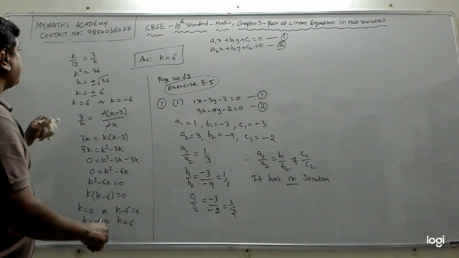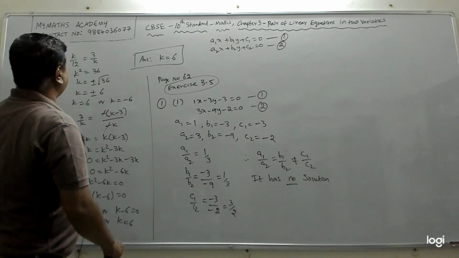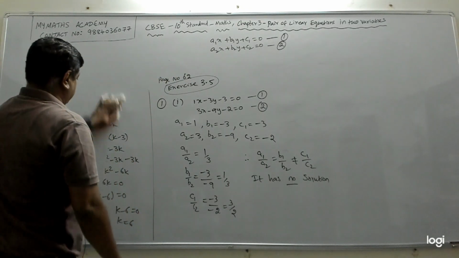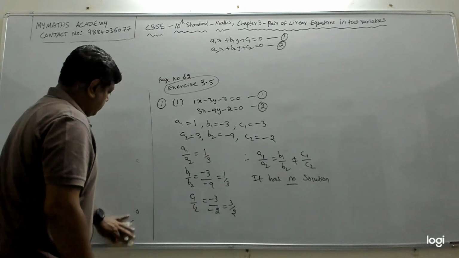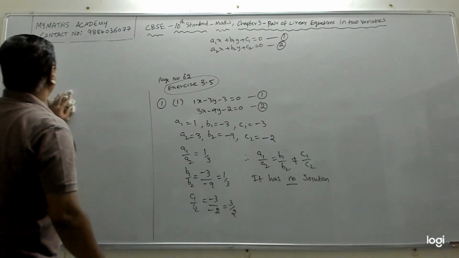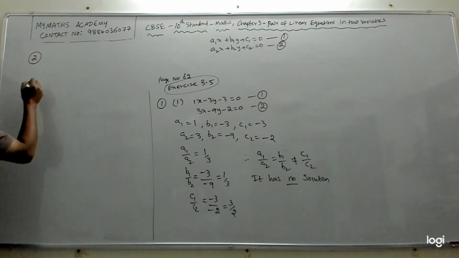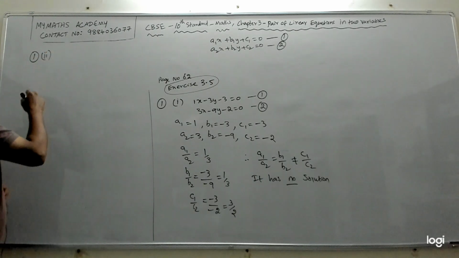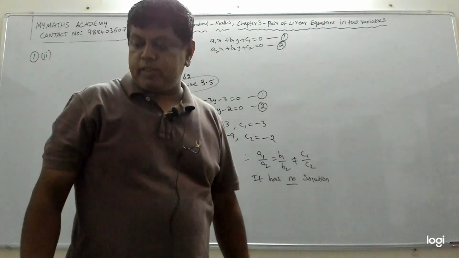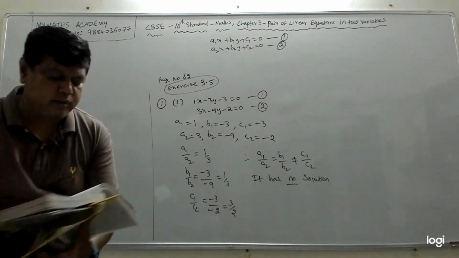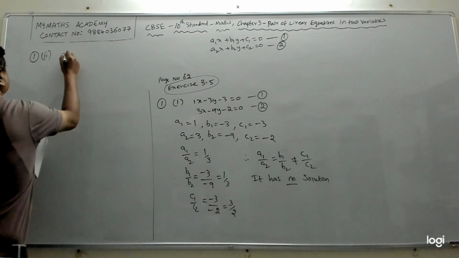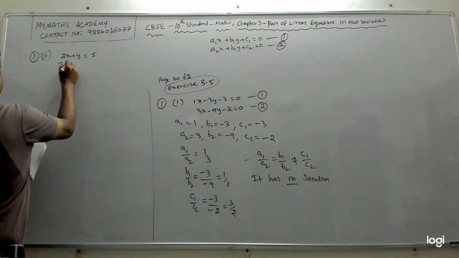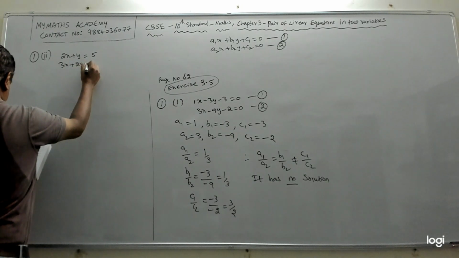Let me go to the second problem. Can I erase this? I'll erase this. Fine. So what is the second problem? Sorry, not the second problem, the second subproblem. First problem, second subproblem. What is the question? 2x plus y equals 5. 3x plus 2y equals 8.